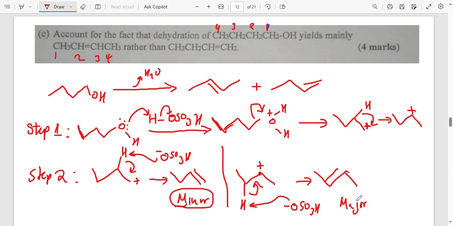Just make sure that you say some English after you write the mechanism, because they will not just want the mechanism, they are saying account for. So speak some English there. Because of the secondary carbocation's stability, it forms the major product. Is this okay?